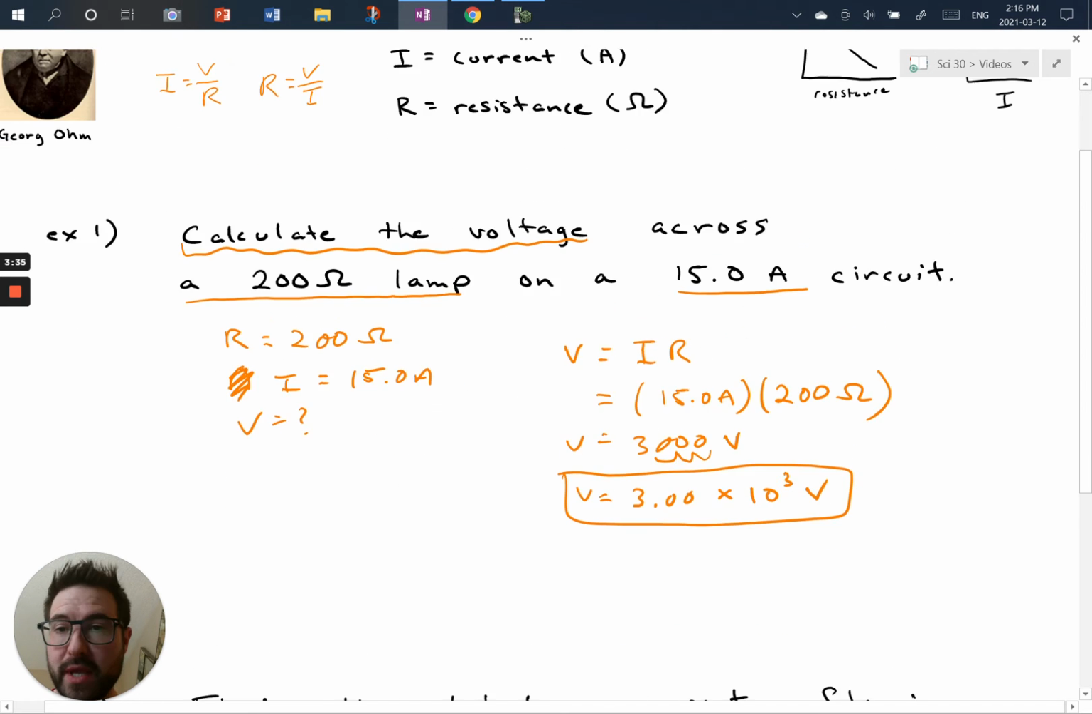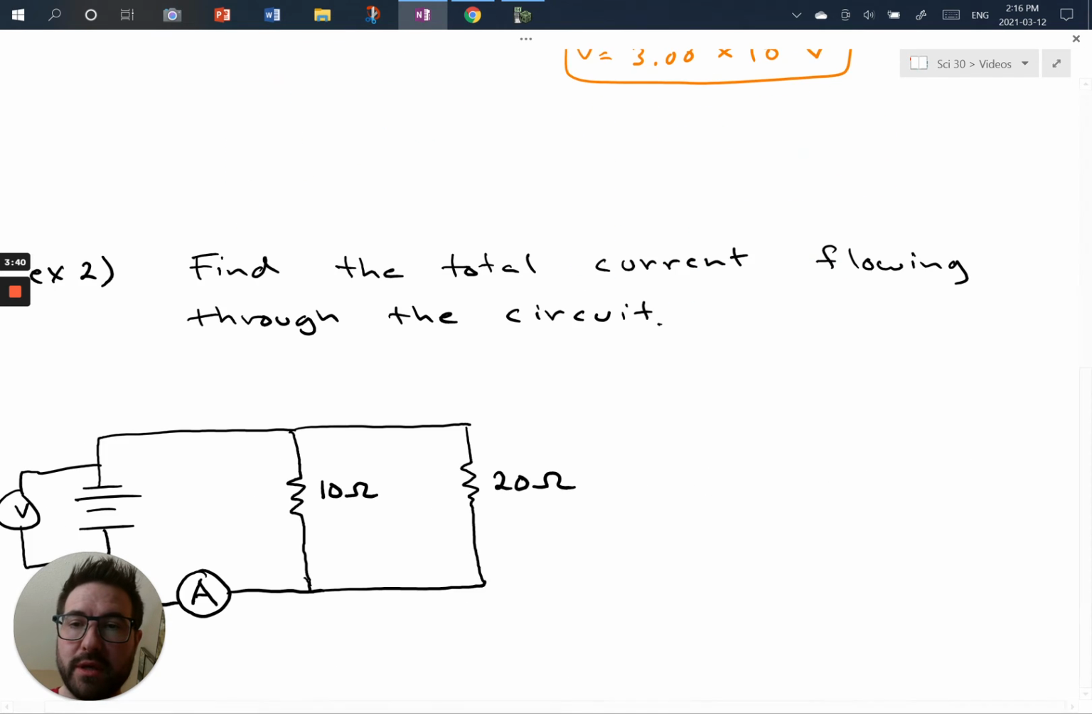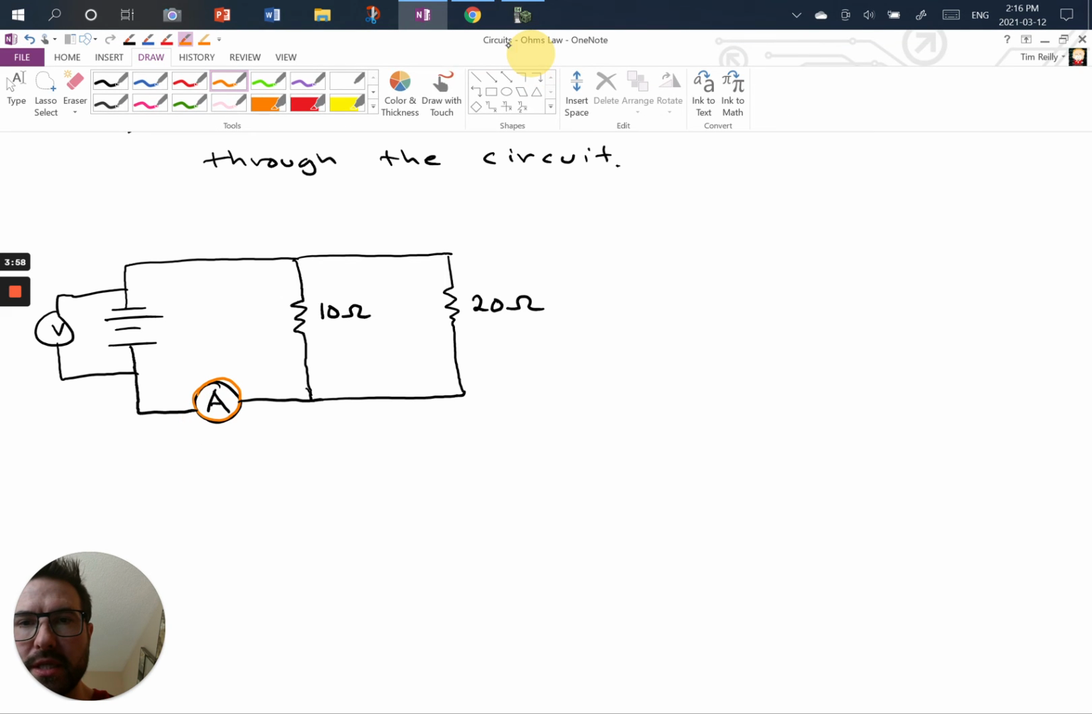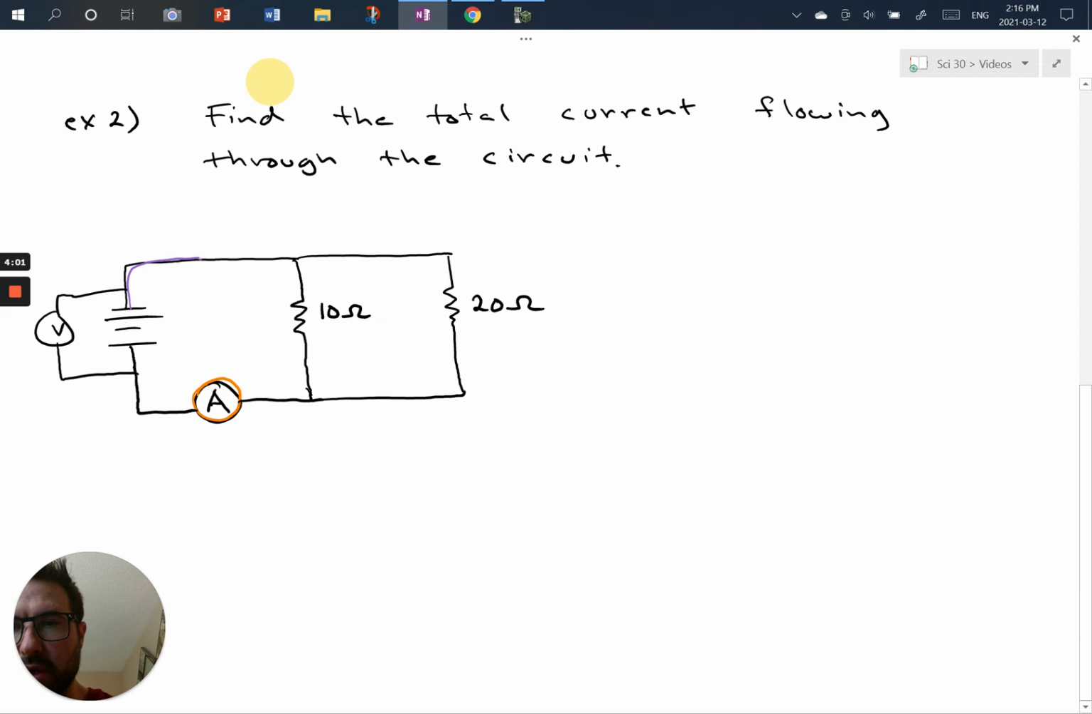Okay, let's look at a little bit tougher example. We're going to bring the resistance calculations that we talked about into this one. So this says find the total current flowing through the circuit. So if I had an ammeter right here, this would measure the total current running through my circuit, right? This is a parallel circuit. So I have one flow of electrons shown in purple here, and then I have another flow of electrons, I'll show it in green. And anywhere where I have green and purple together, I could put an ammeter to measure my total current of the circuit.